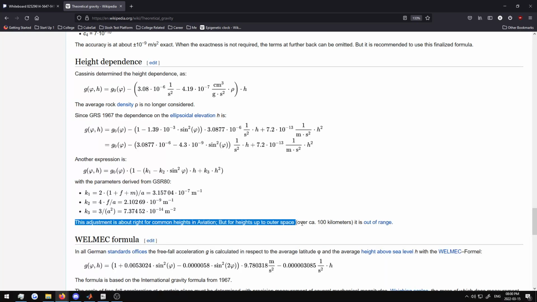We can actually even see here that it says this adjustment is right for aviation purposes, which is what we're doing, and will only fail when we're trying to go into outer space, 100 kilometers or more. As I mentioned earlier, we're going to be using ballistics, so we should be staying in the atmosphere for the vast majority of everything we do. If we were to try to extend this tool to deal with space, we would simply have to update our gravity model. But we're not going to do that now. So yeah.